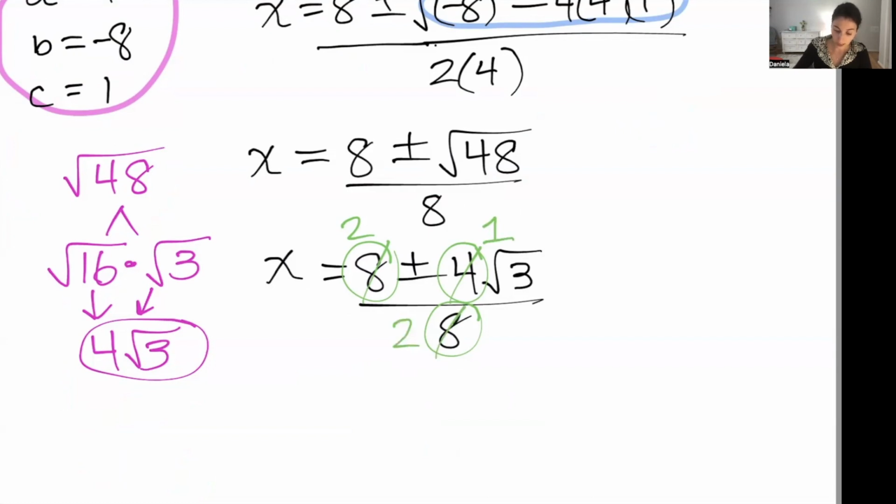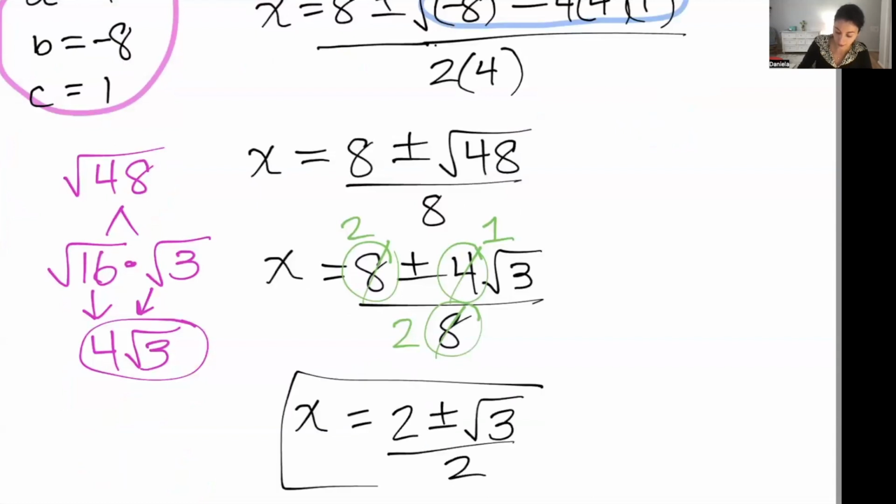So you do not have to put the 1 in front of the radical 3, but if you want, knock yourself out. So we're going to leave this as our final answer. So again, if you're asked to round to the nearest tenth, then you would just put all of that in your calculator.